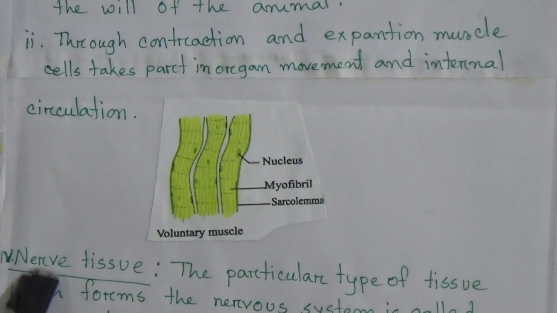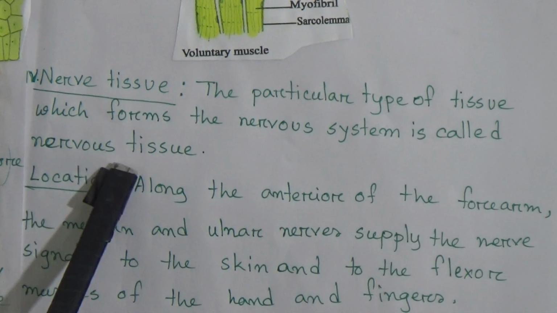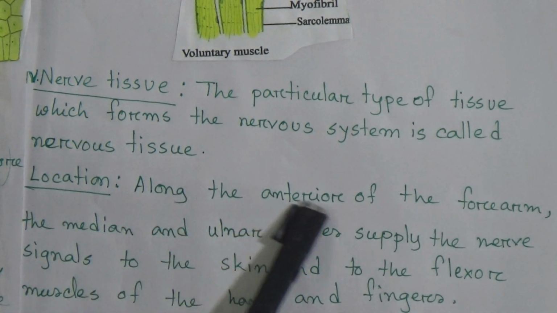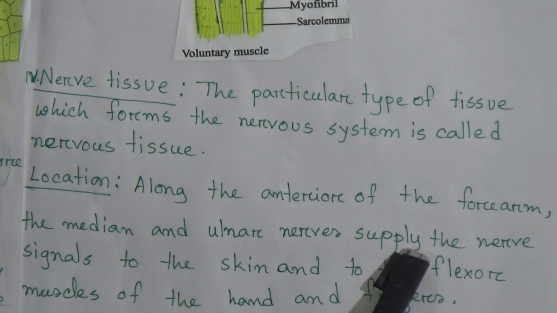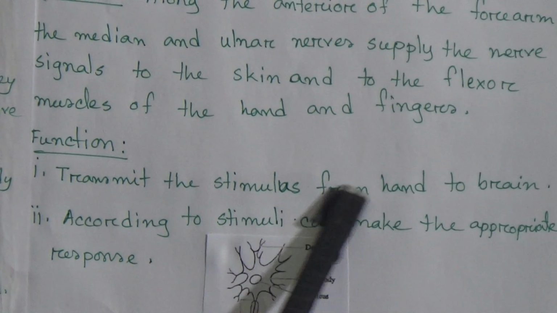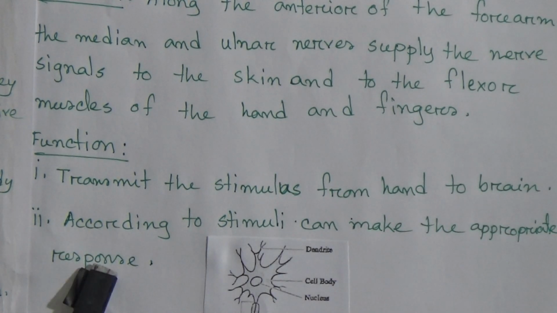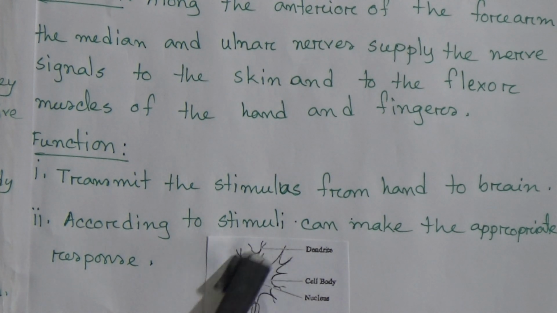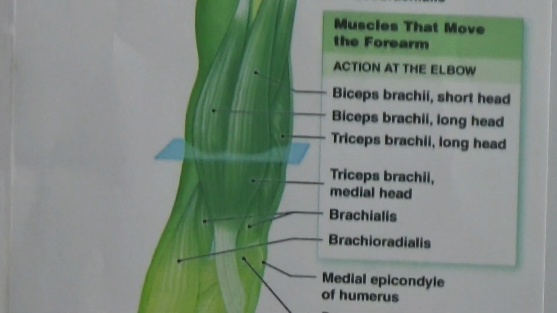Now come to number 4, that is nerve tissue. The particular type of tissue which forms the nervous system is called nervous tissue. Now location: along with the anterior and the forearm, the median and the ulnar nerves supply the nerve signals to the skin and to the flexor muscle of the hand and fingers. Now come to the function. Transmit the stimulus from the hand to the brain, and second one, according to stimuli, can make the appropriate response. This is the picture of a neuron or nerve cell. You have to draw this. And next one, the picture of the anterior view of the hand.